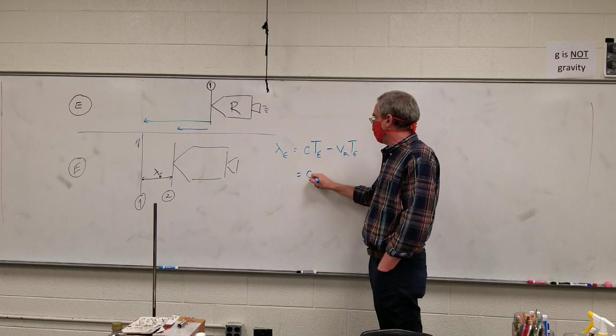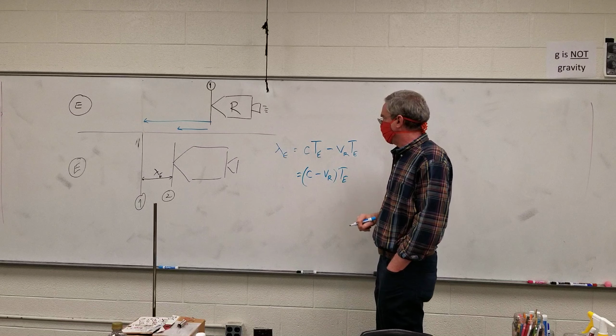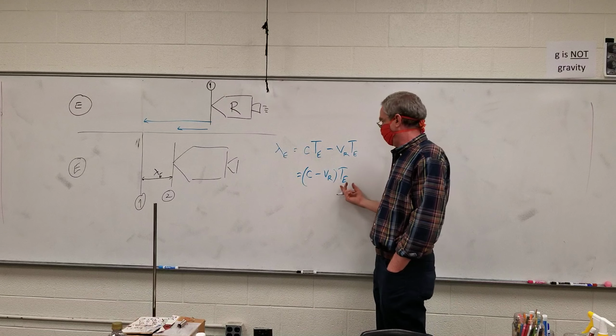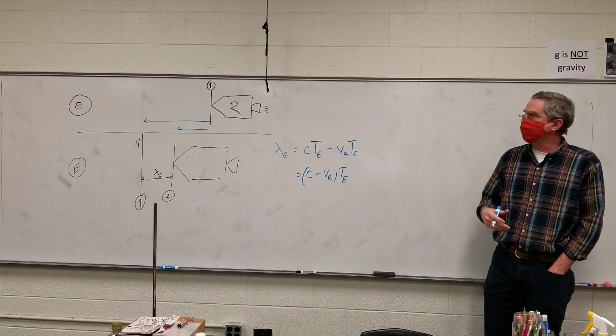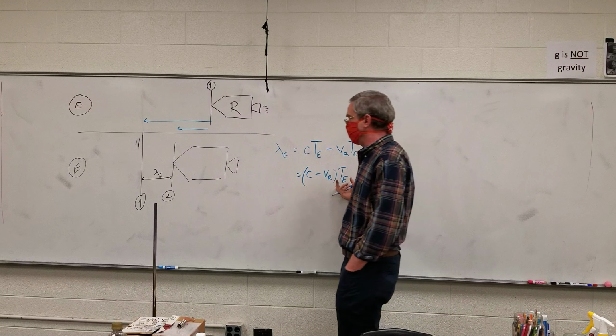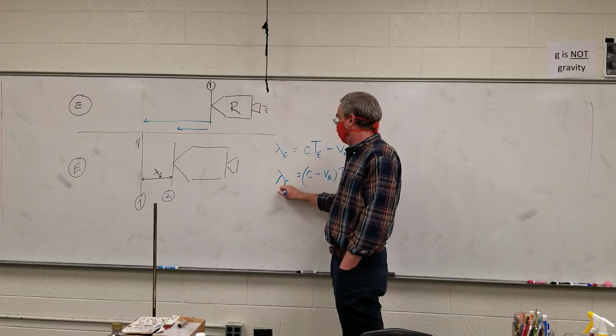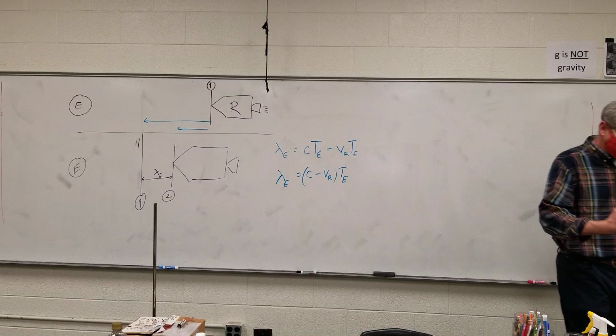So that's equal to c minus the speed of the rocket times the amount of time that elapsed between them, the period. Period is how long it takes to produce a signal, and it produces a signal once every year, once every second, once every whatever. Now, questions up to here?